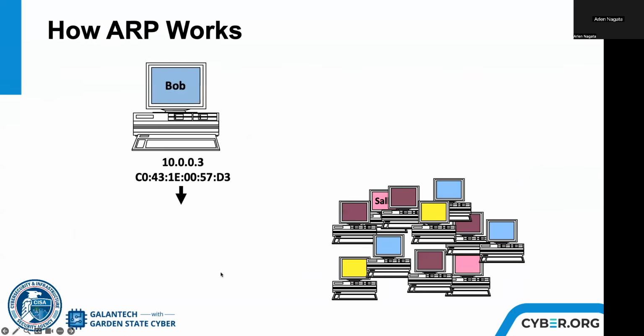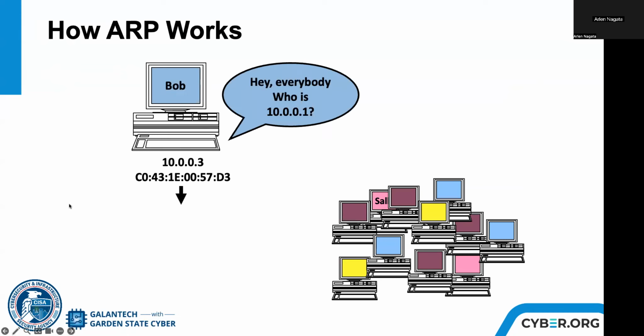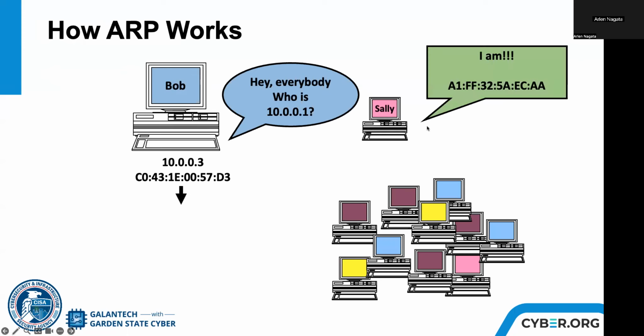So let's see. So, real simple, the way ARP works is when Bob wants to find Sally, Bob will ARP. He'll send a broadcast message that goes to everybody, and he says, "Hey, everybody, who is this IP address 10.0.0.1?" Sally then responds and says, "I am, and my MAC address is A1FF325AECAA."